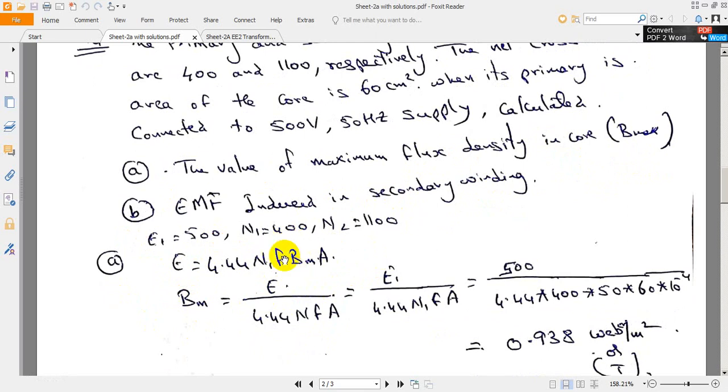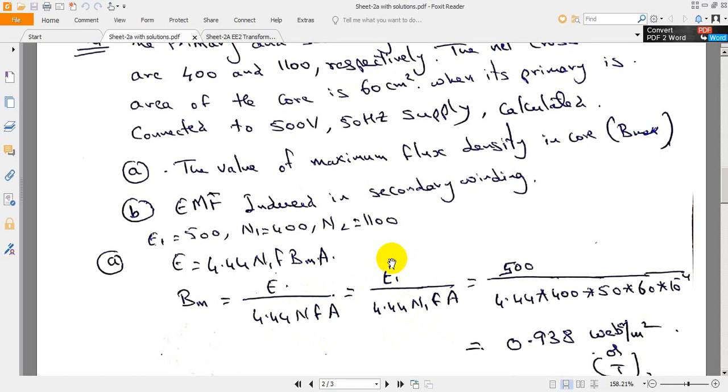Here we need to calculate the maximum flux density. So Bmax, the flux density maximum value, is equal to induced voltage E divided by 4.44 into N into F into A. This is applicable for both primary voltage and also the secondary voltage. As we know the value of the primary voltage, we will consider E as E1 and the number of turns of the primary winding. If we know the secondary value, you can go for secondary also, secondary EMF and secondary turns.